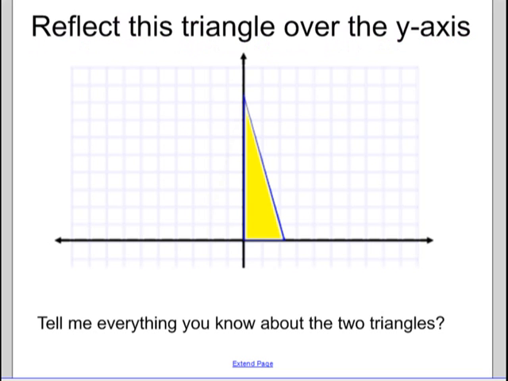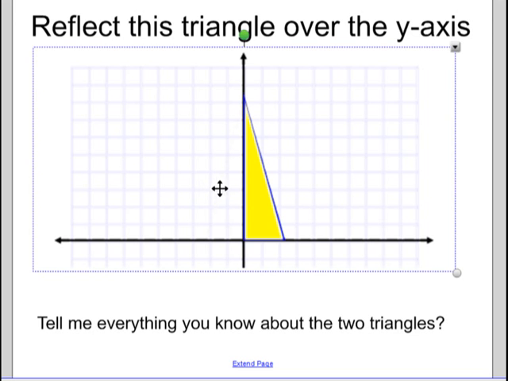So, to start, I'd like you to just make a rough sketch, it doesn't have to be perfect, of this triangle, and then I'd like you to take that triangle and reflect it over the y-axis. So I'm going to ask you to pause, do that, and then write down everything you know about the two triangles, the original and the new one that you reflected, and anything else in this situation. So go ahead and pause and do that.